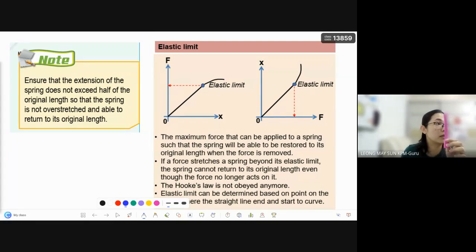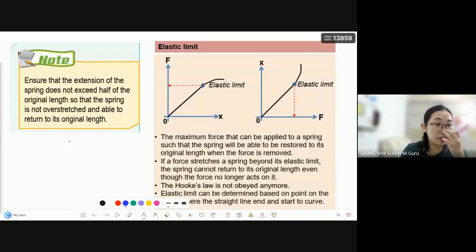So let's see, I'm trying to show you guys the, give me one quick, where is my spring? Okay, no idea where my spring is already. The experiment. Okay, never mind. I'll show that to you guys when I'm back in school. So we try not to exceed.